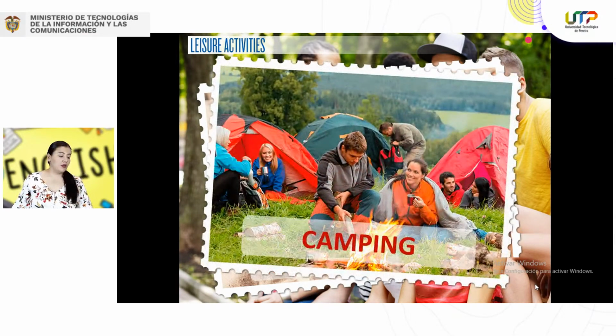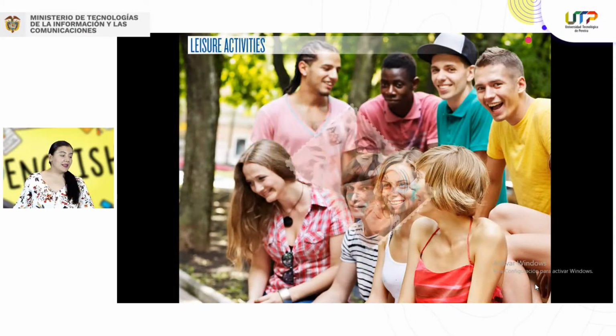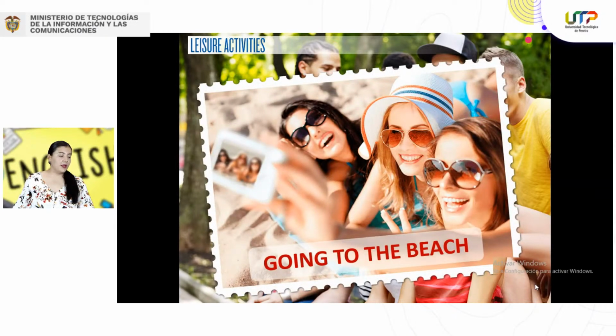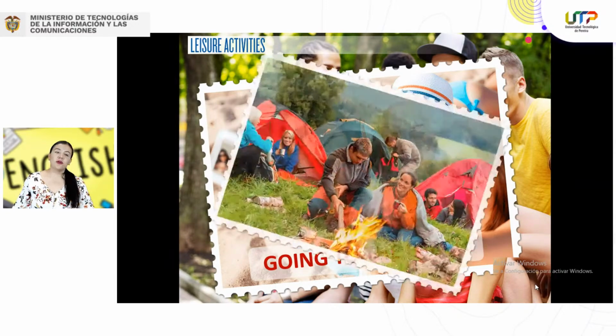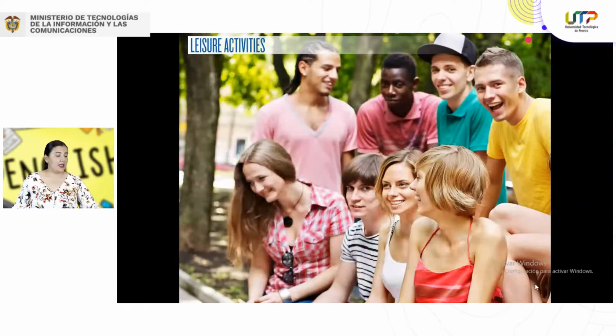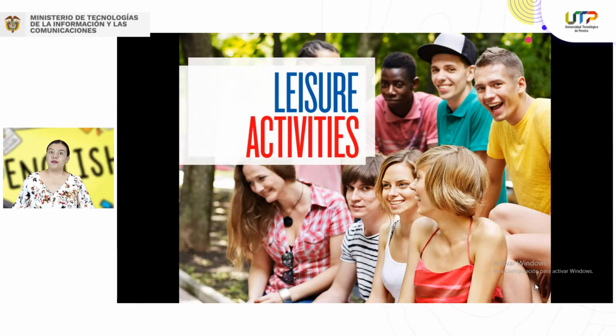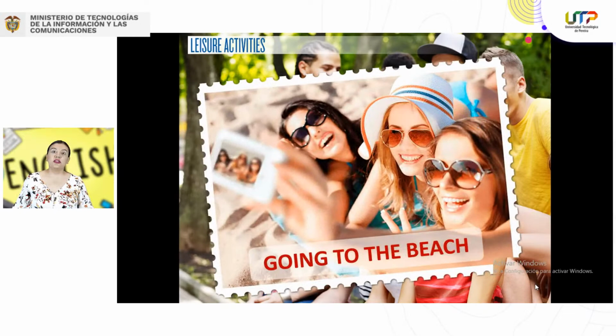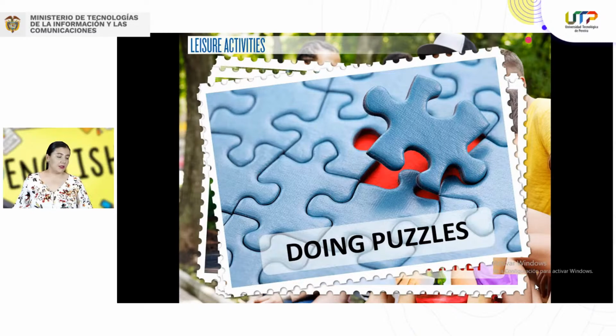So you guys, you are going to make a sentence with this activity. So for example, if the first one is going to the beach, you're going to make a sentence with going to the beach. So my sentence is, I like going to the beach with my friends. That is one activity. So you're going to do the other activities, okay? Let's continue with the next one.